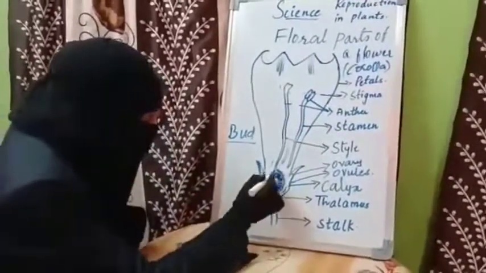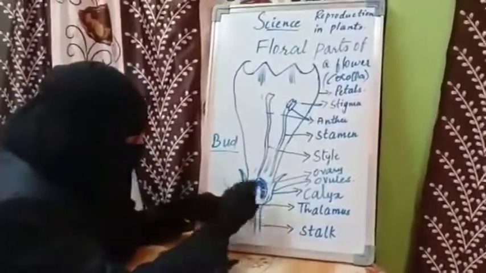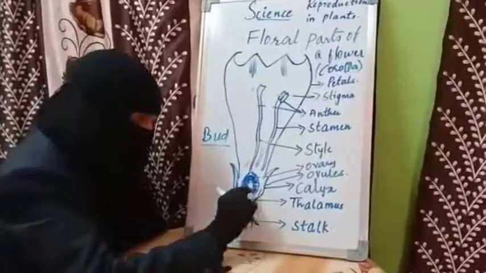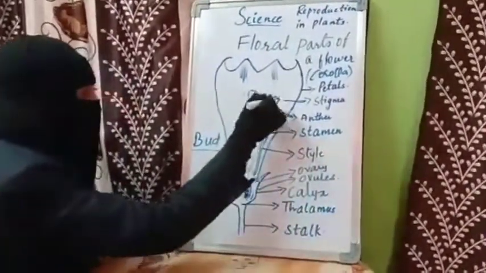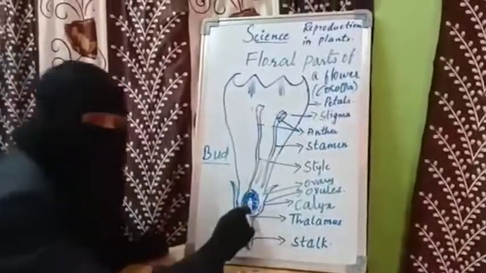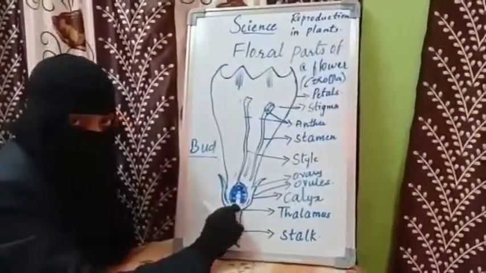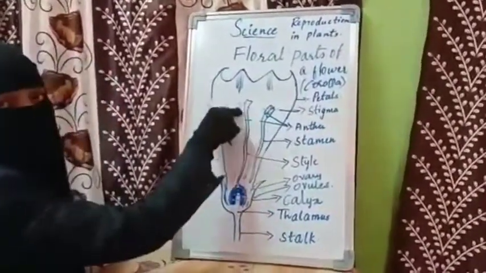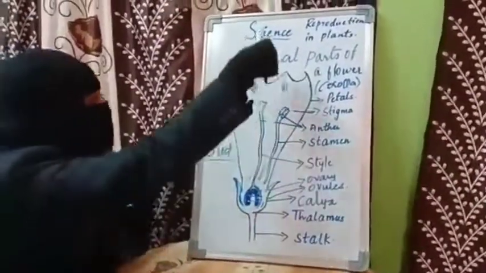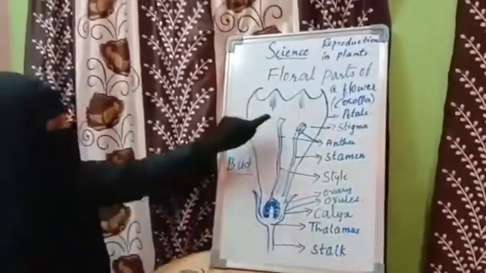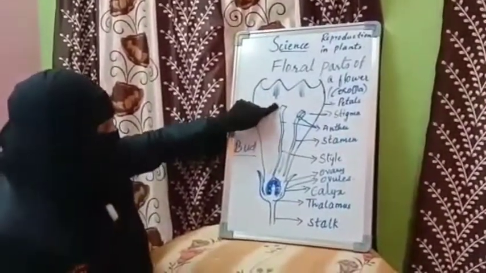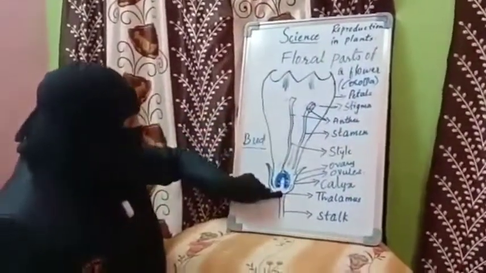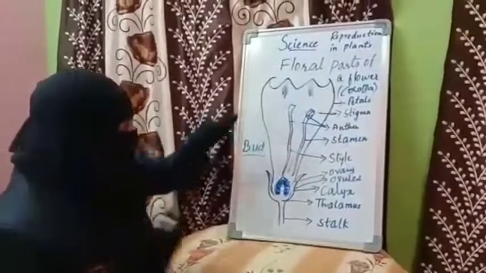If you see the ovary, it consists of small grains called ovules. Like in the stamen we find pollen grains, in the same way in the ovary we find ovules. The stigma is sticky in nature. If you put something on it, it will get stuck, so the surface of the stigma is sticky. Stigma, style and ovary, all these three collectively make a pistil.